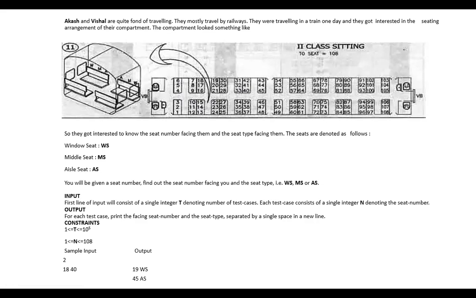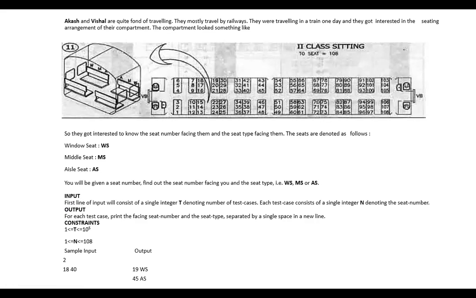So the input will be the seat number. You have to tell the opposite seat, and with that you also have to tell the type of the seat, that is WS, MS or AS. So this is the problem. So let us read the further input.